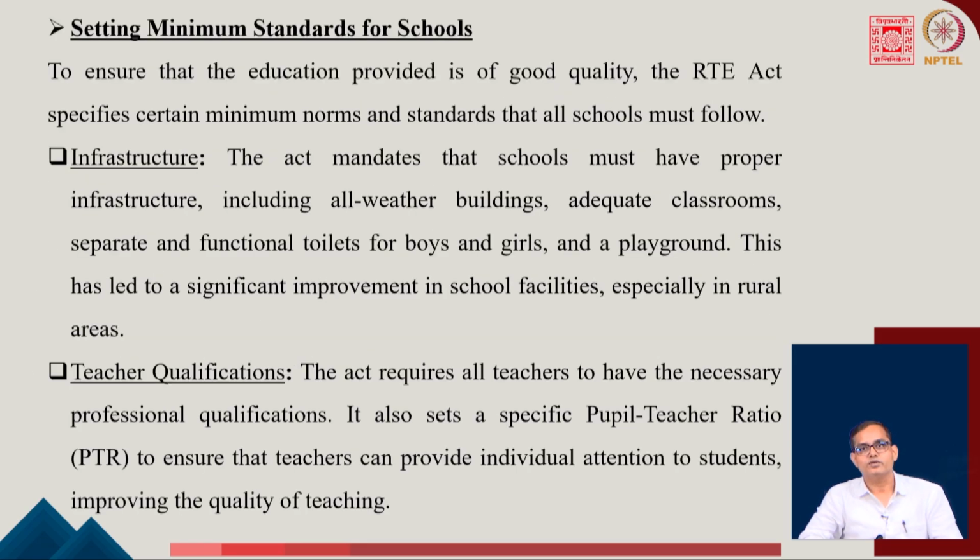Setting minimum standards for schools. To ensure that the education provided is of good quality, the RTE Act specifies certain minimum norms and standards that all schools must follow. Such as infrastructure. The Act mandates that schools must have proper infrastructure including all-weather buildings, adequate classrooms, separate and functional toilets for boys and girls, and a playground. This has led to a significant improvement in school facilities, especially in rural areas.